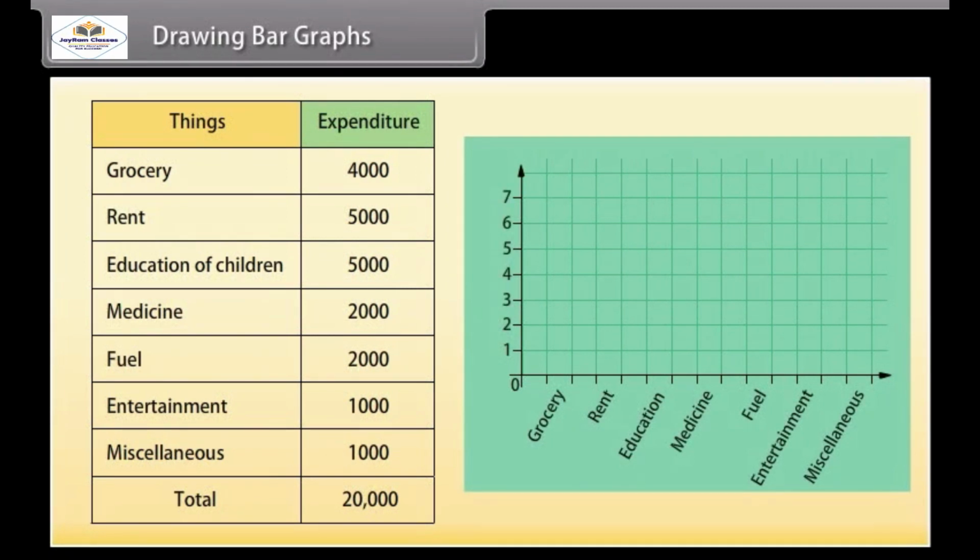Now to represent our first thing, that is grocery, we have to make a bar of unit 4. Similarly, other things are represented, leaving a gap of 1 unit in between 2 consecutive bars.